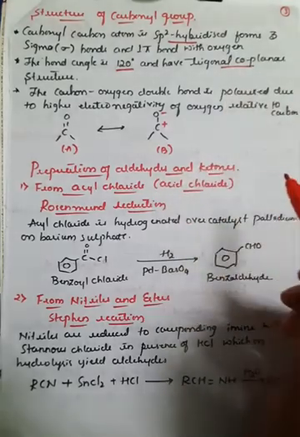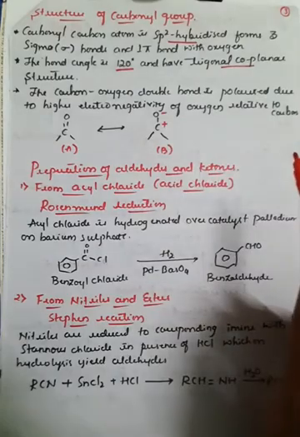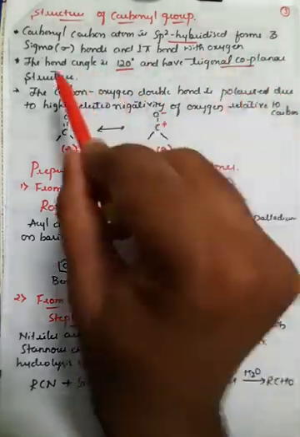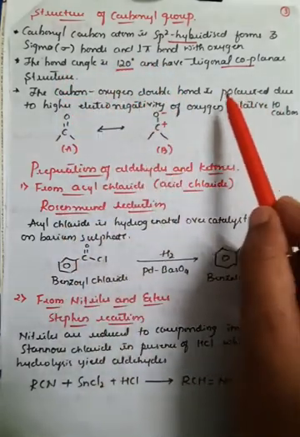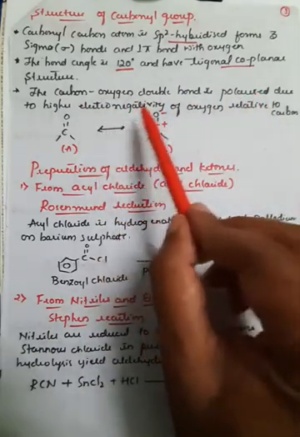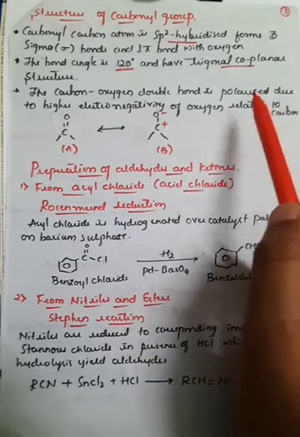coplanar. Coplanar means they are all in the same plane, right? So the arrangement is mainly in the form of trigonal, right? So that is trigonal coplanar structure, and the carbon oxygen double bond is polarized, which means it is broken or divided due to the higher electronegativity of oxygen relative to the carbon, which is bonded with the carbon.